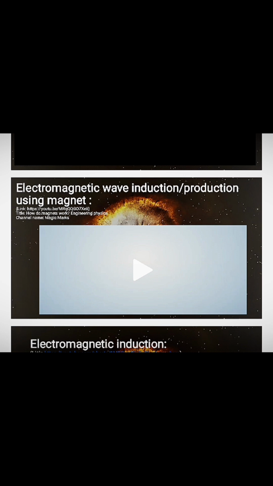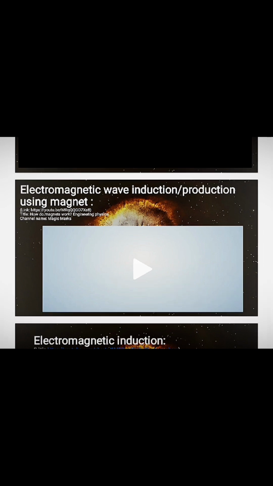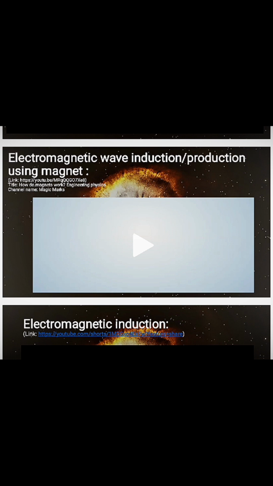Electromagnetic waves can be produced using a magnet also. When the magnet is moved through a coil, it will move its electrons, which will produce electricity, and hence the moving charges will again have a magnetic field around them, and this will give rise to an electromagnetic field. The electromagnetic wave production using a magnet is called electromagnetic wave induction. In this video, we'll see that.